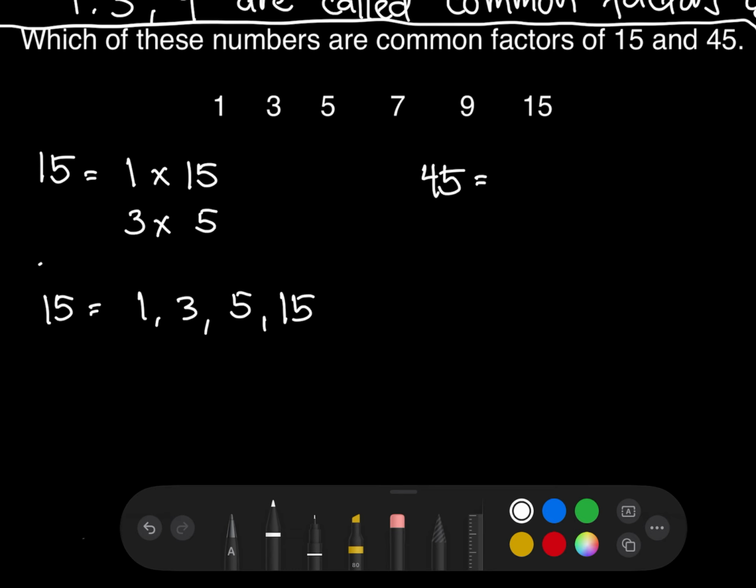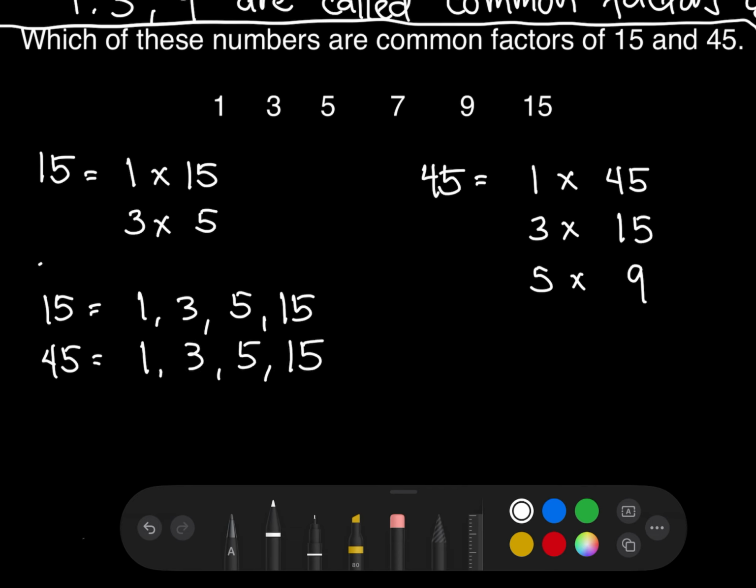While on the other hand, for 45, the factors are 1 times 45, and then 3 times 15. 3 times 15 is 45, and then 5 times 9. So the factors of 45 are 1, 3, 5, 9, 15, and 45.